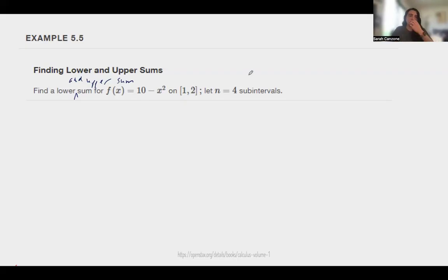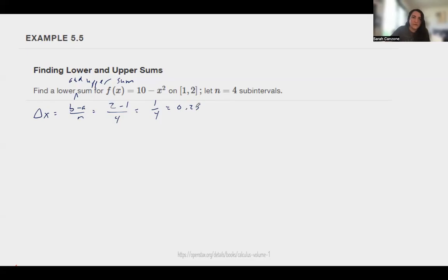Okay, so we're going to approach this the same way that we approached the other one. The first thing that we have to do is find the change in x. We need to find the width of our subinterval. That's probably the easiest thing to do. The change in x is b minus a over n. So here's b, here's a, so that's 2 minus 1 over n, which is 4, which tells me this is 1 over 4, which is also 0.25 if you'd rather graph using decimals.